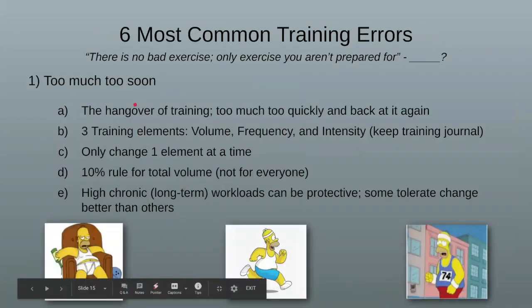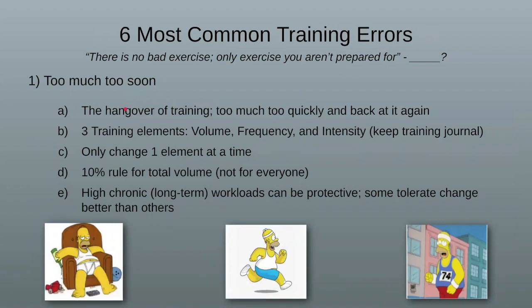All right, so the first one, just doing too much too soon. This is kind of the hangover of training, right? You're doing too much too quickly, and you feel better all of a sudden, and you're right back at it again. And there are 3 elements to training. So we've got volume. Let's say that's how many total miles you're cycling or running per week. We've got frequency, so how frequently you're doing something like that, or how long some of these workouts are. And then intensity, so some higher intensity training like strength training or intervals, things like that.